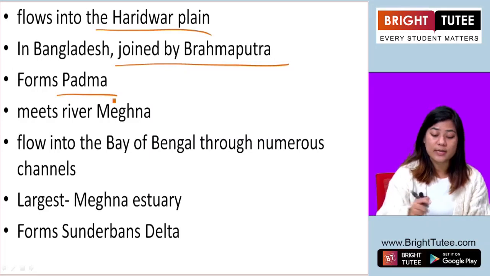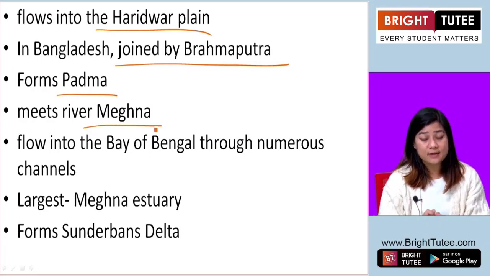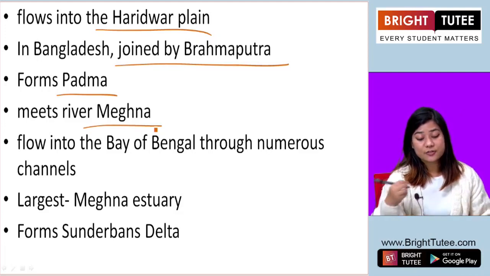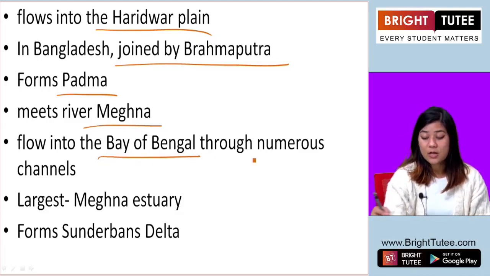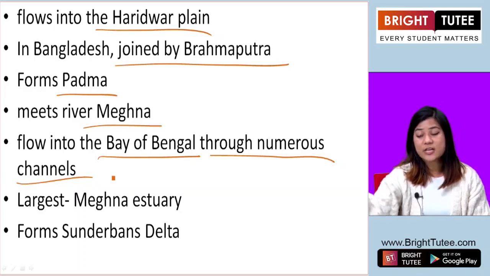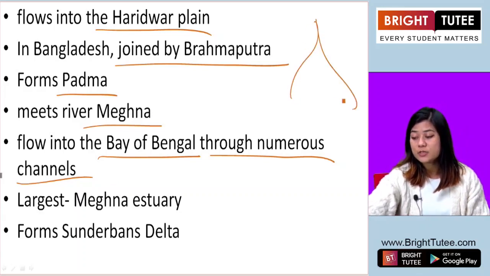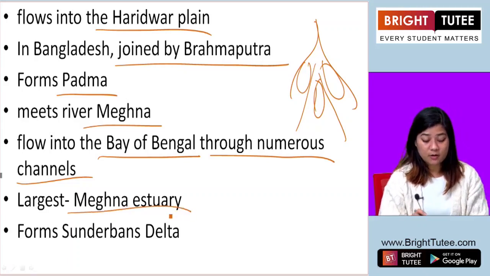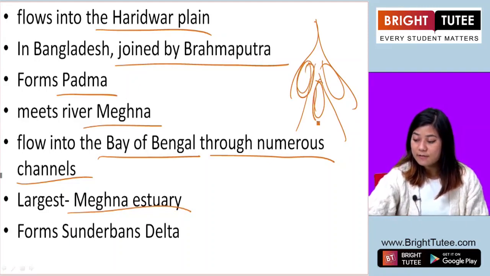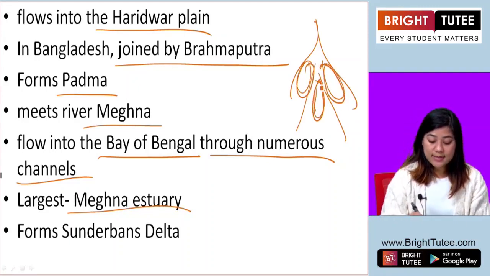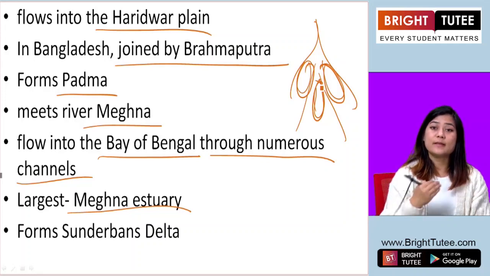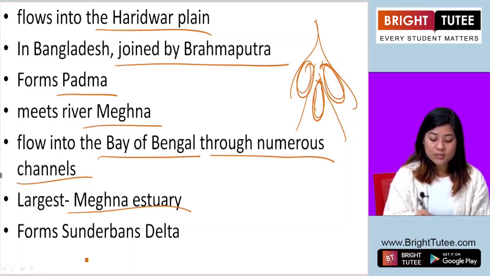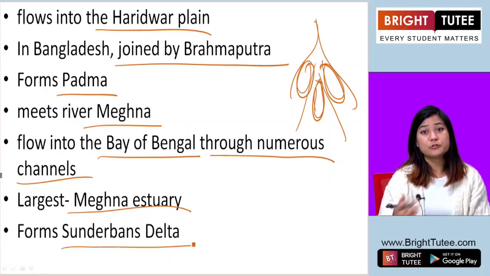And this Padma river again meets another river called Meghna. Okay. And finally it drains itself into the Bay of Bengal through numerous channels. So as it drains, it forms numerous channels. Alright. The largest of those channels is called the Meghna estuary. Alright. And then these channels form deltas. And that delta formed by the Ganga Brahmaputra river is called the Sundarban Delta or the Sundarbans.